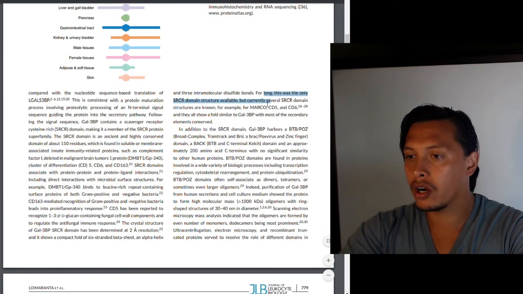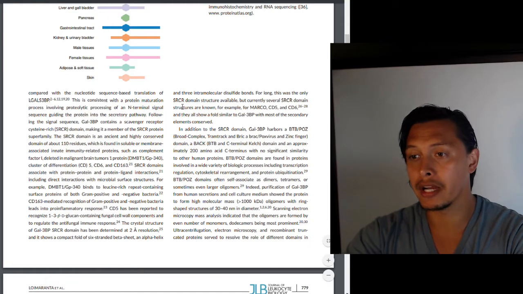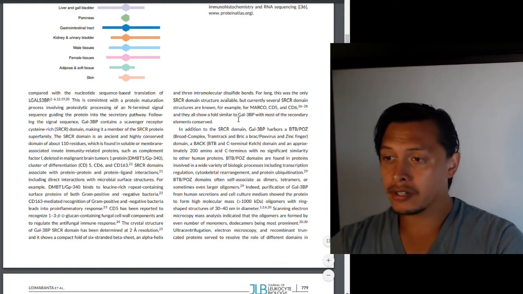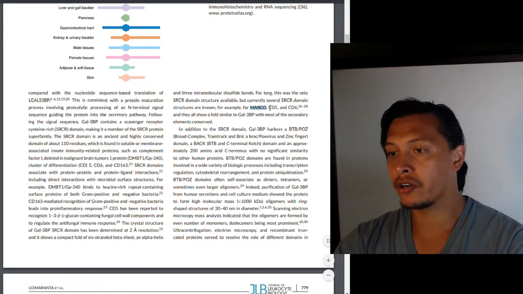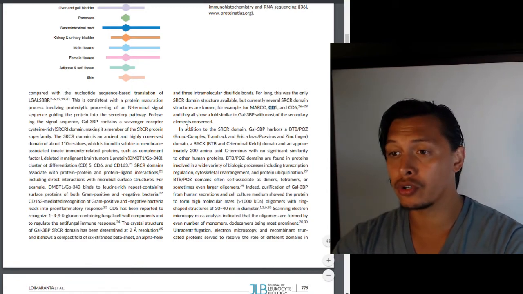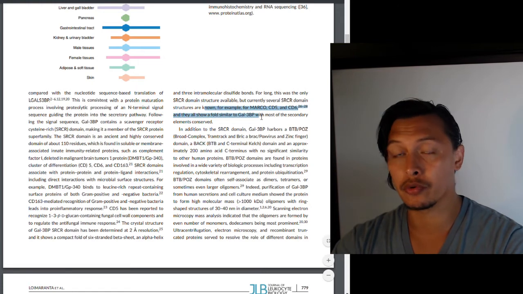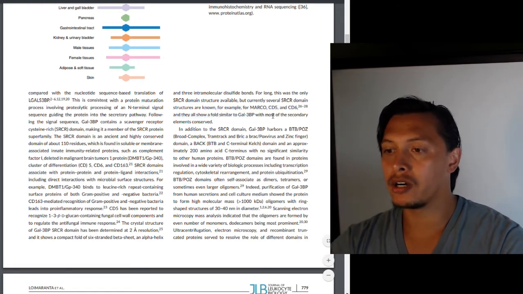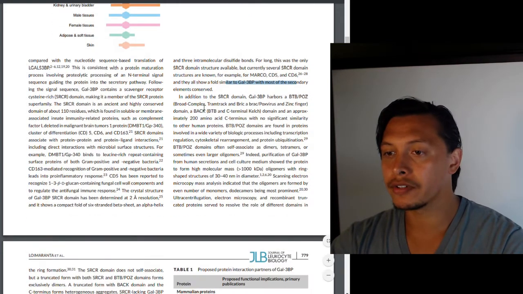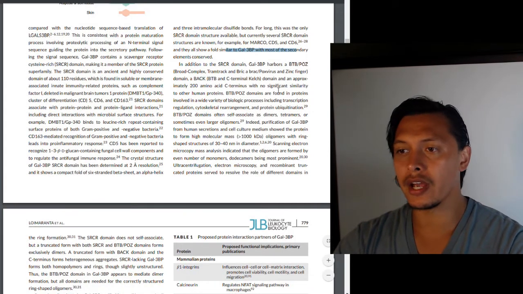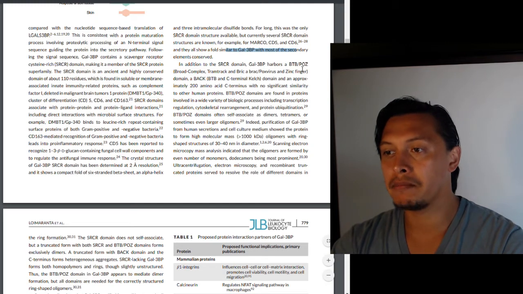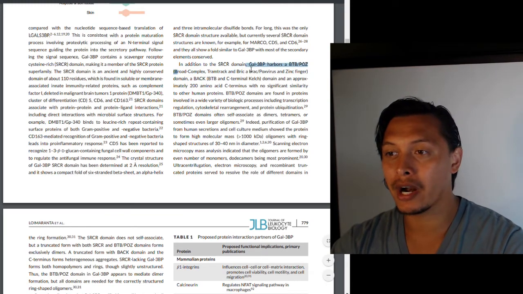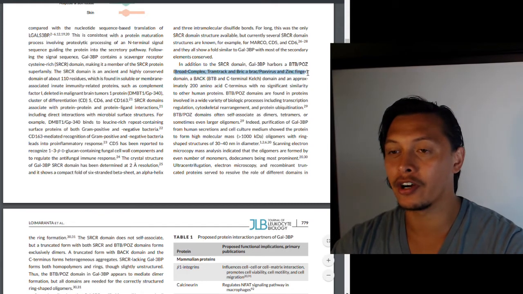So for a long time, this was the only SRCR domain structure available. But currently, several SRCR domain structures are known. For example, MARCO, CD5, CD6, and they all show a fold similar to the galectin-3 binding protein, with most of the secondary elements conserved. So in addition to the SRCR domain, galectin-3 binding protein harbors a BTB-POZ, or the broad complex, tramtrack, and bric-a-brac, poxvirus and zinc finger domain.